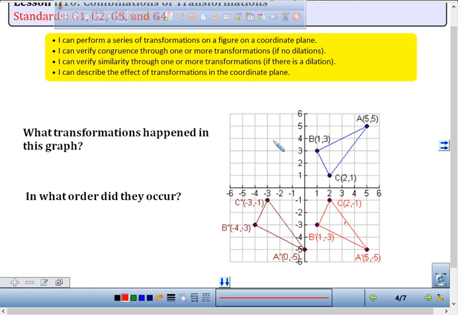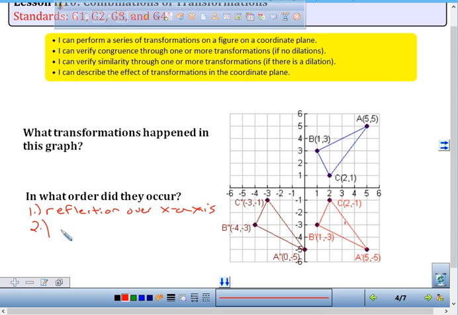So to get from the top right to the bottom right, what transformation did they use? Reflection over the x-axis. Okay, so that's the first thing. You need to be a little bit more specific. You got to be specific. I want over which axis too. So reflection over the x-axis.